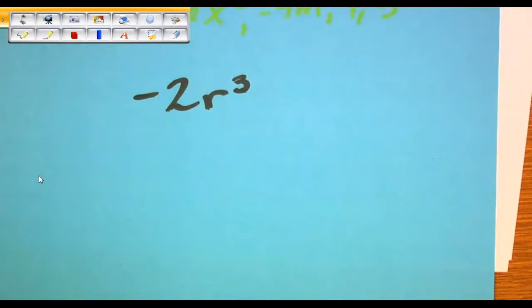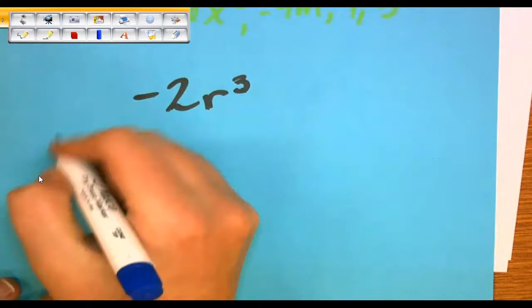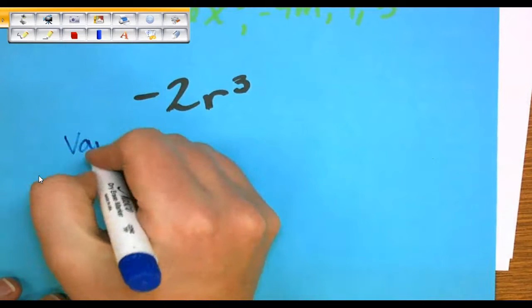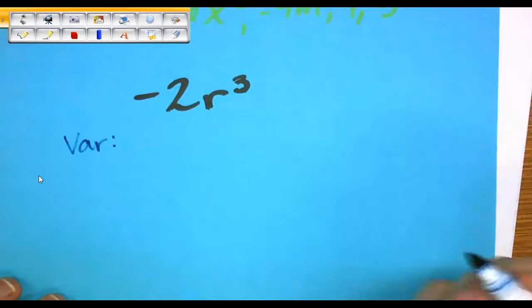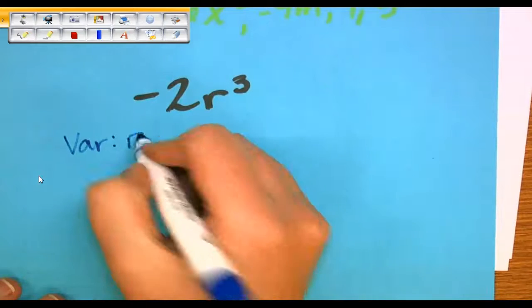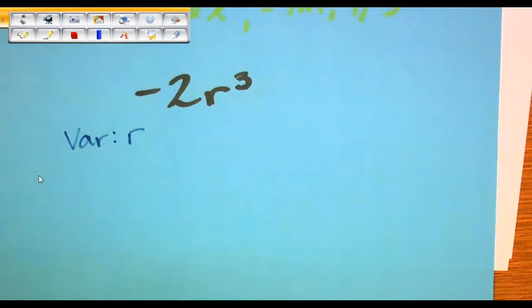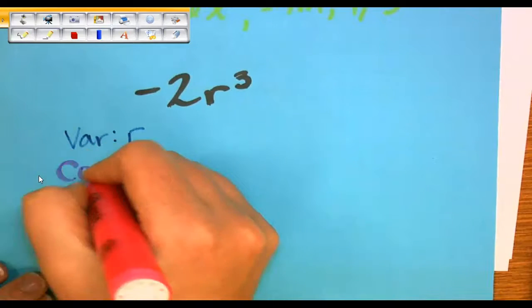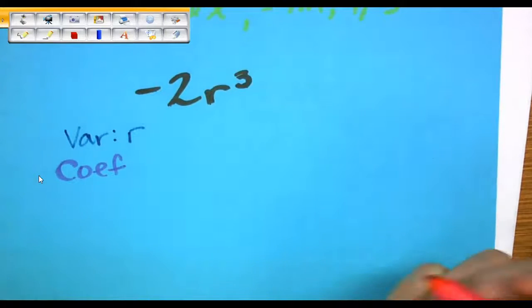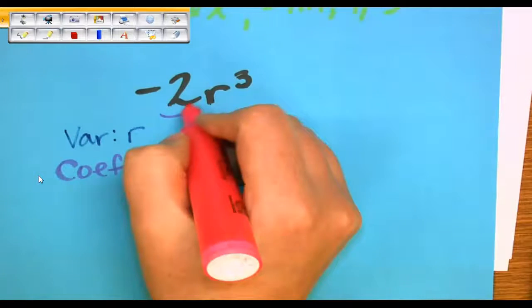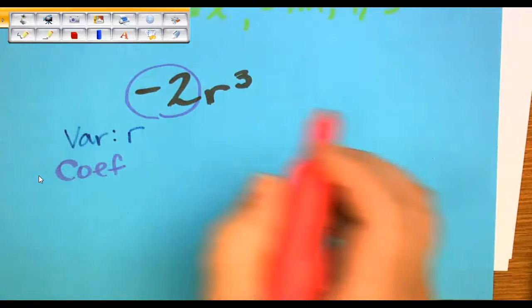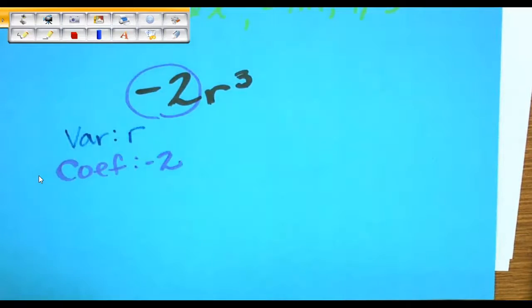Okay, let's look at this next one. So again, we're going to start with variable. That's just a letter. Do I have a letter? Yes, I do. And that is R. So I only have one variable this time. Then I'm going to go with my coefficient. The coefficient, what is with that R? The -2. Again, I have one variable, so I have one coefficient.